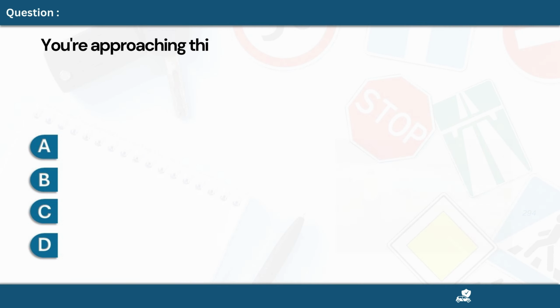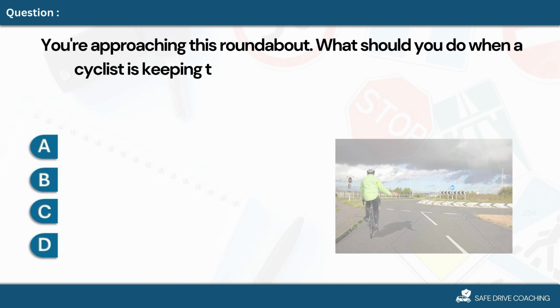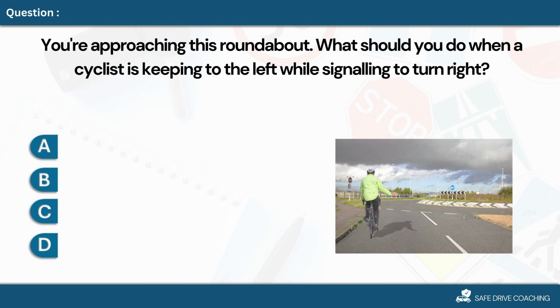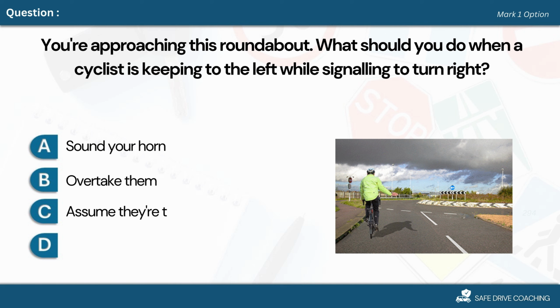You're approaching this roundabout. What should you do when a cyclist is keeping to the left while signaling to turn right? A. Sound your horn. B. Overtake them. C. Assume they're turning left. D. Allow them space to turn.